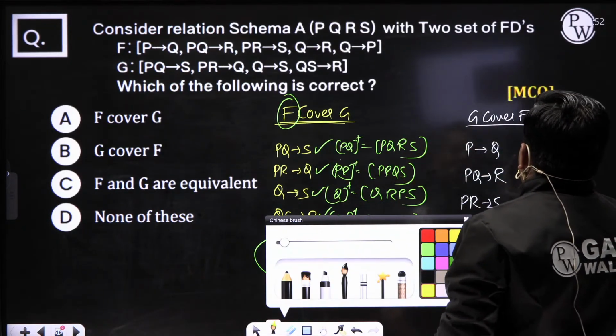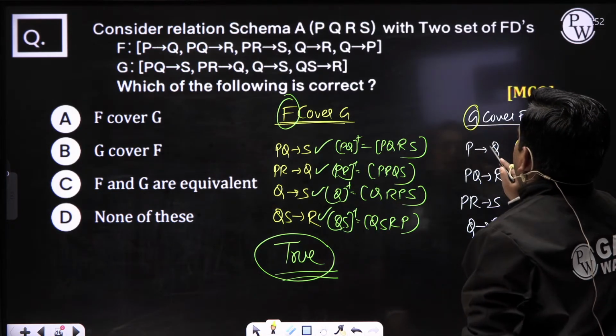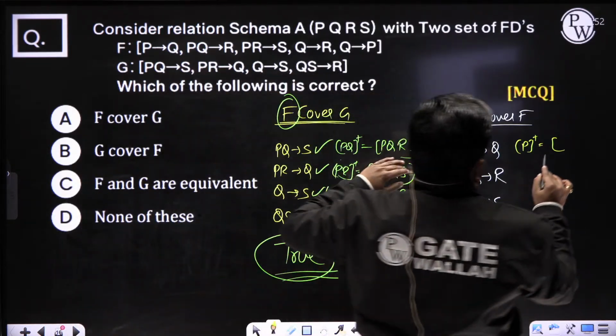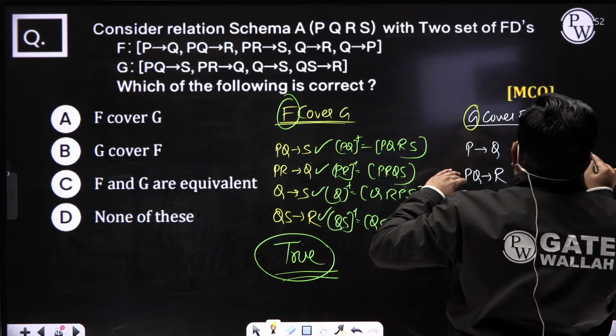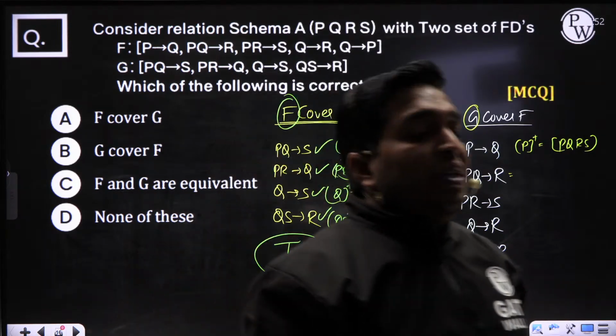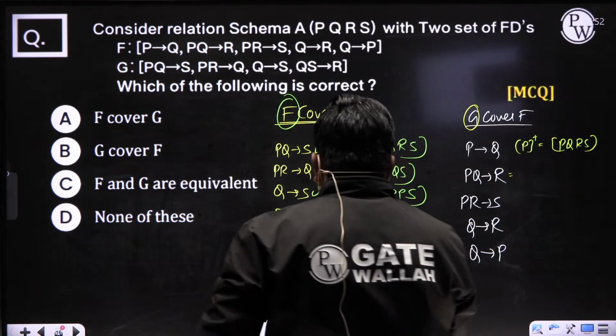Now G cover F. When you take the closure of P in G, then what you are getting? PQRS. Very good. When you take the closure, yes, tell me which FD wallet? Which FD wallet? Tell me fast. G doesn't cover F. Very good. Which FD wallet? Tell me fast.